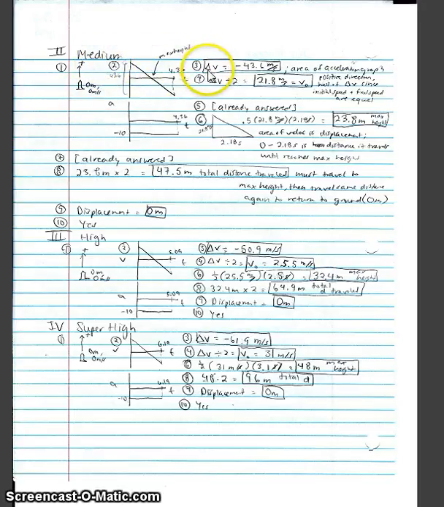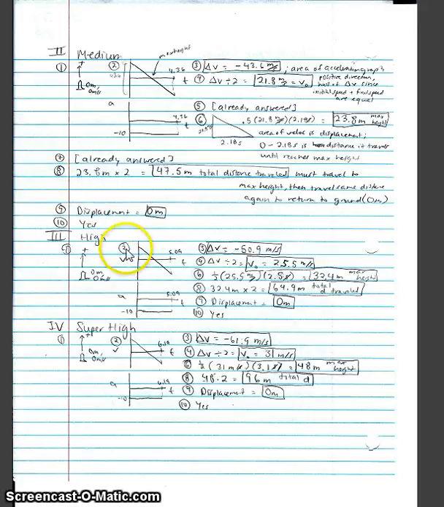For number 3, the change in velocity will equal negative 43.6 meters per second. Found it the same way. For number 4, I found the initial velocity was 21.8 meters per second, same way I did for part 1. For number 5, that was already answered. For number 6, I got 23.8 meters for the maximum height. For number 8, I got 47.5 meters for total distance traveled. For number 9, I got 0 meters for displacement, and for 10, I got yes.